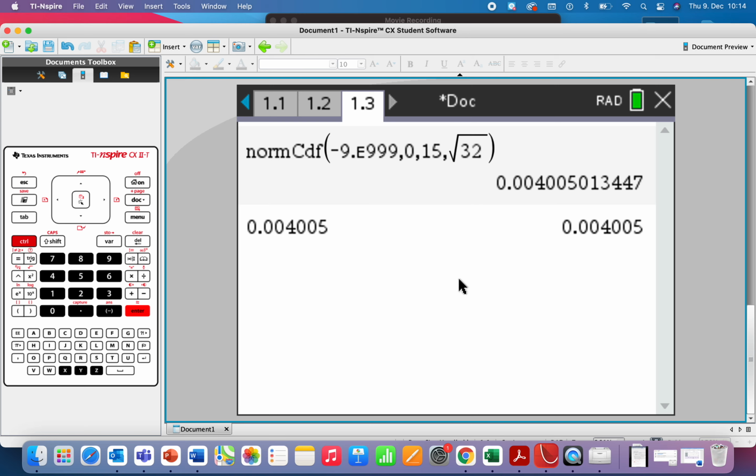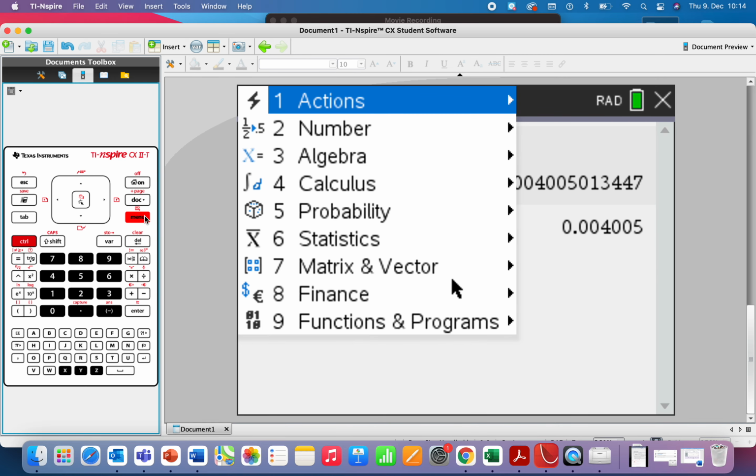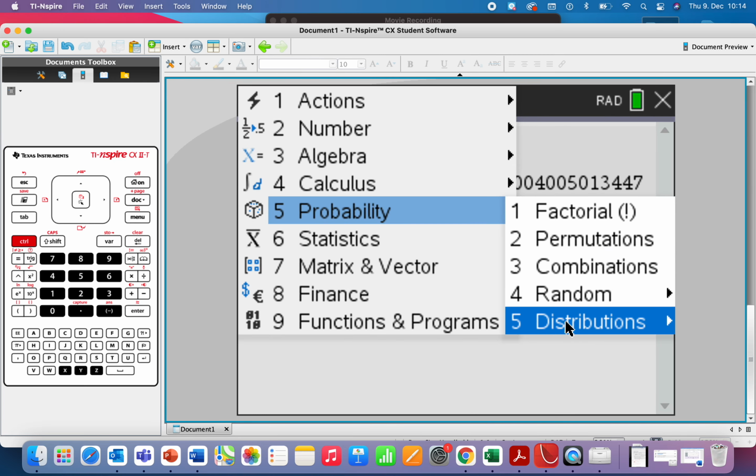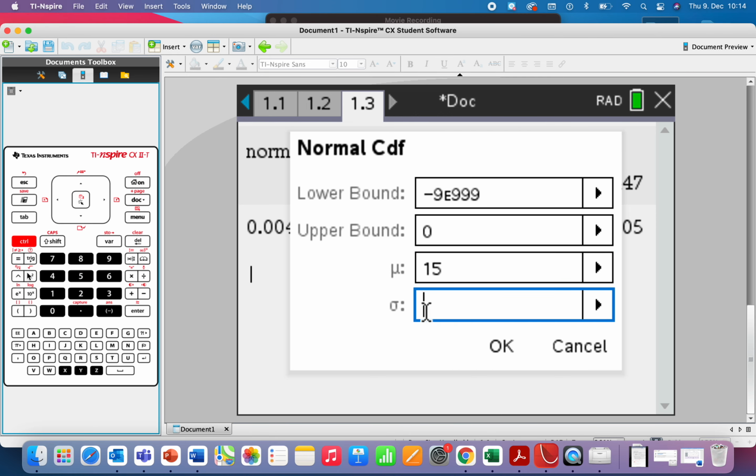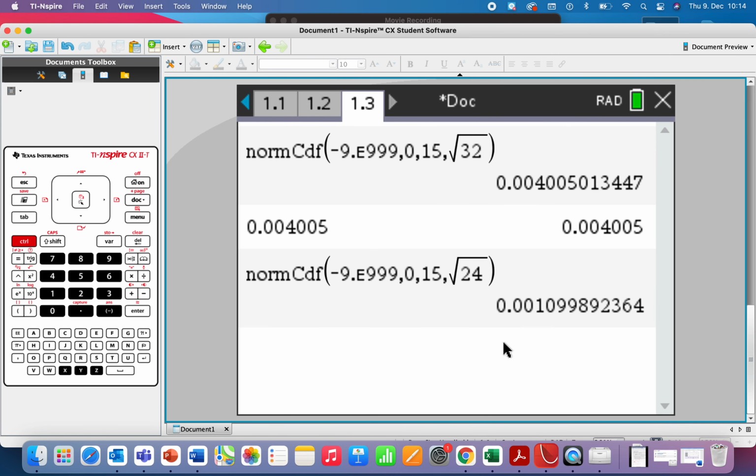it looks like, oh, let me just check if we've got that right one there. It looks like it's already rounded it off, but let me just try again. Menu, probability, distribution, norm CDF, upper 0, mean 15, standard deviation is root 24, close the bracket, press OK, there we go. That's a slightly different answer there. Okay, so good job I checked it.